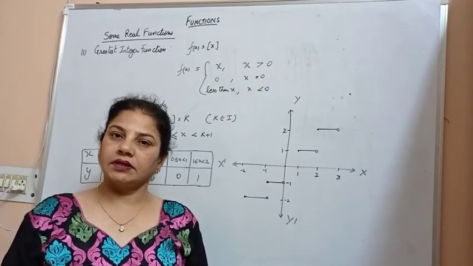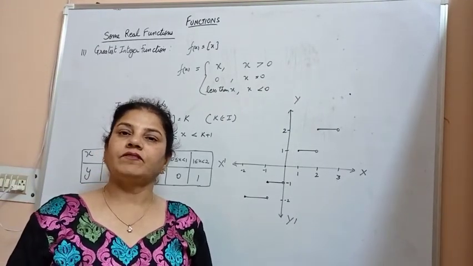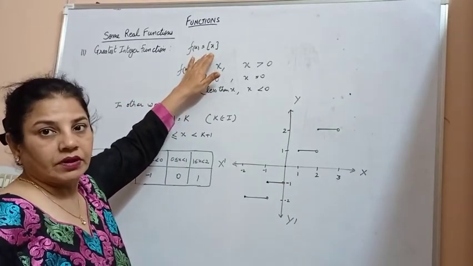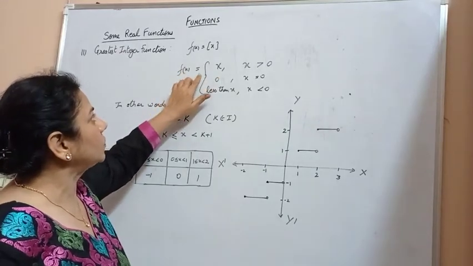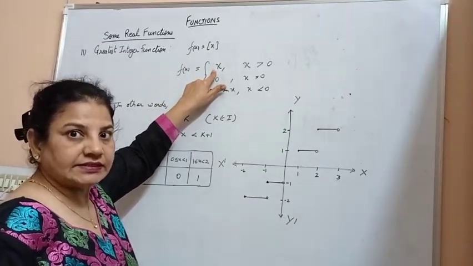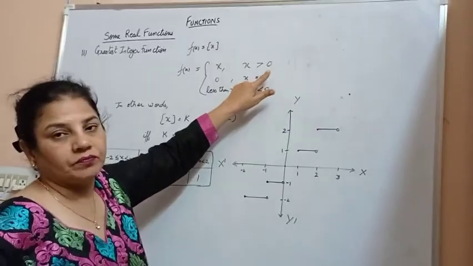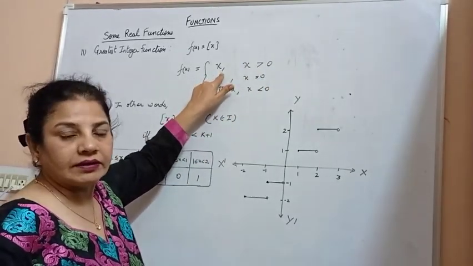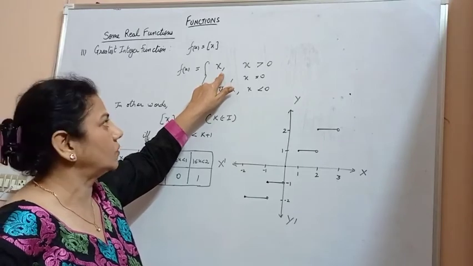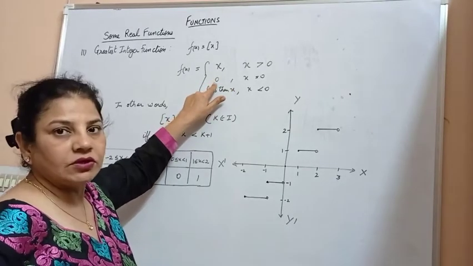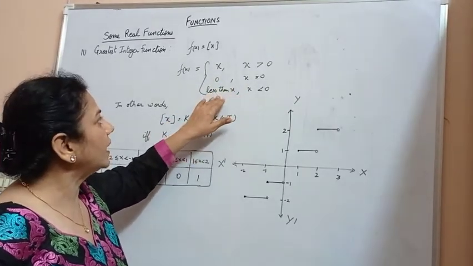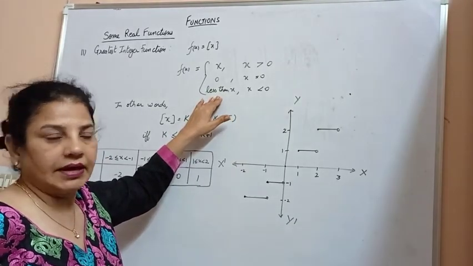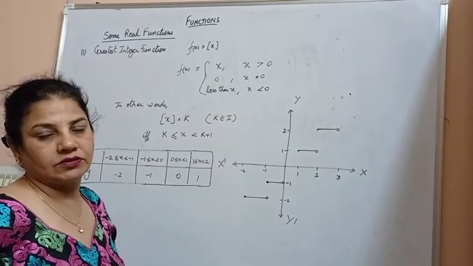Greatest integer function. A function defined as f(x) is equal to the greatest integer x. It is defined as f(x) equal to the value of x itself when x is greater than 0. If x is greater than 0, we consider the greatest integer value as x only, and it is 0 when x is 0. And when x is less than 0, the value is less than x.